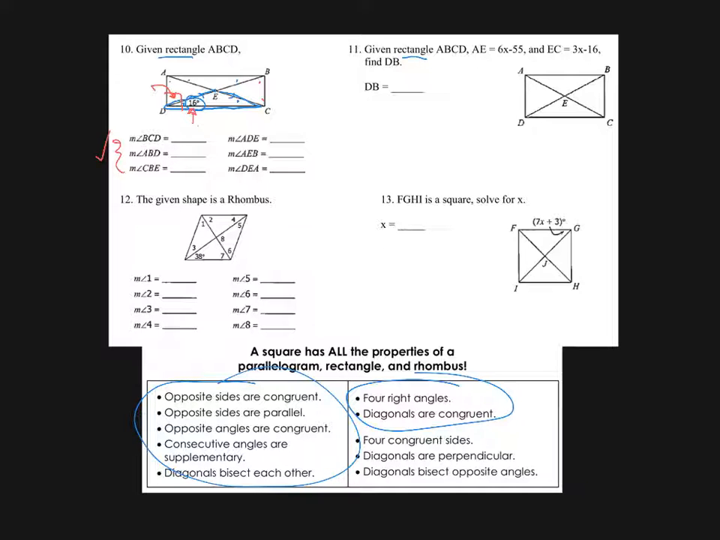And over here, they're asking me to find DB. DB is the length of the whole diagonal. And what did they give me in turn? At first, they gave me AE. They gave me this little piece right here. They also gave me EC. EC is this little piece right here. And because diagonals bisect each other, I know that these guys are congruent. So I can set them equal to each other and solve for x. Once I know x, I can get the length of AE and EC. And therefore, I'll have the length from A all the way to C. If I know the length all the way from A to C, I know the length from D to B because the diagonals are congruent.